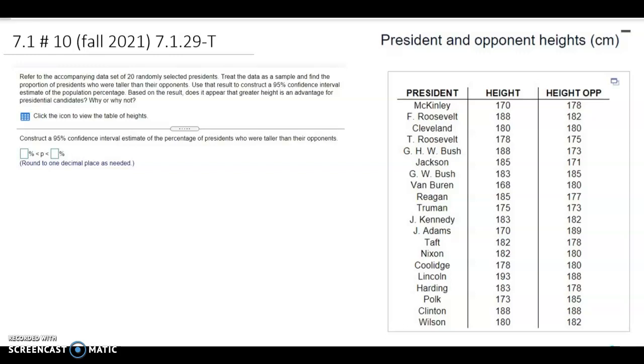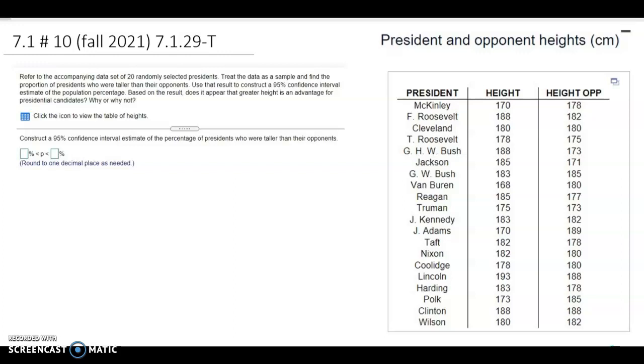Hello, in this problem, I'm going to walk through question 7.1.29-T, which on the fall 2021 MyLab Stats homework is question number 10. It reads, refer to the accompanying data set of 20 randomly selected presidents.